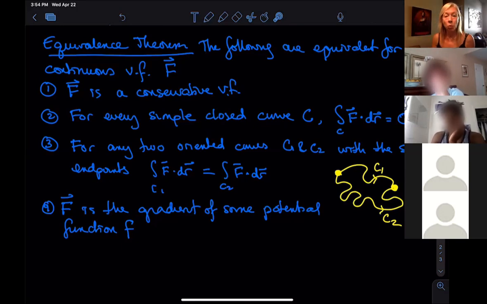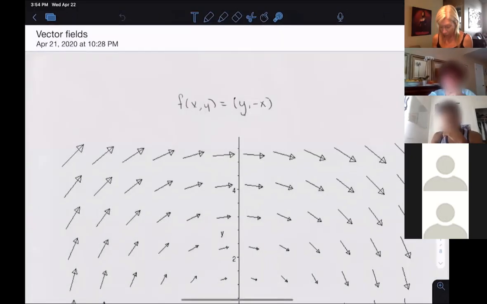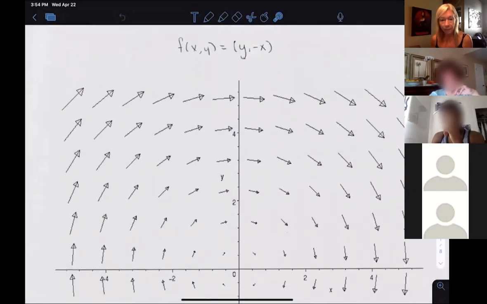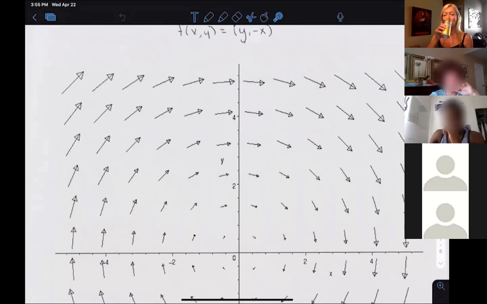What questions do you have about this theorem before I show you some vector fields? Nope. Okay, let's look at some vector fields. So these are the vector fields I had from class before. Professor, I'm sorry, I had a quick question before. Sure. The examples that you gave us just now, if we could go back to that, I'm sorry. Sure.